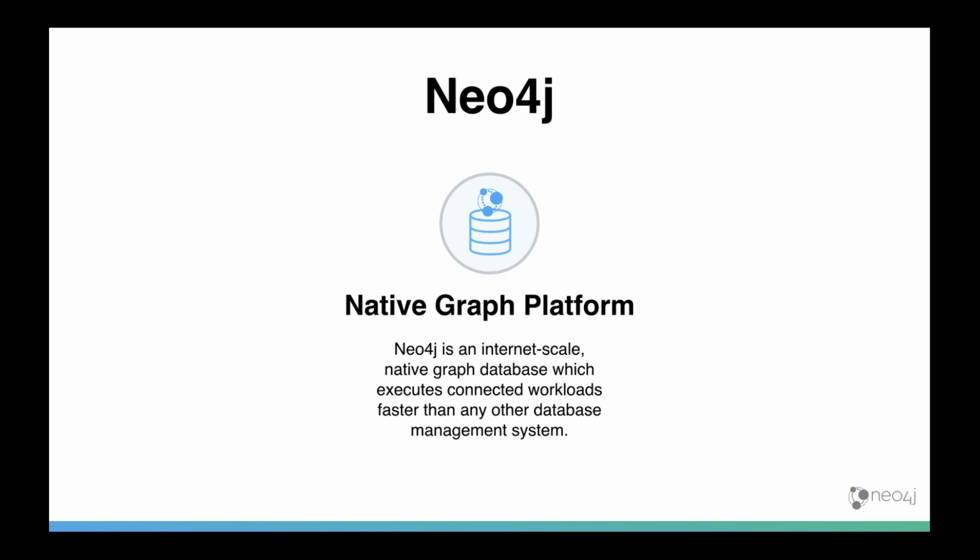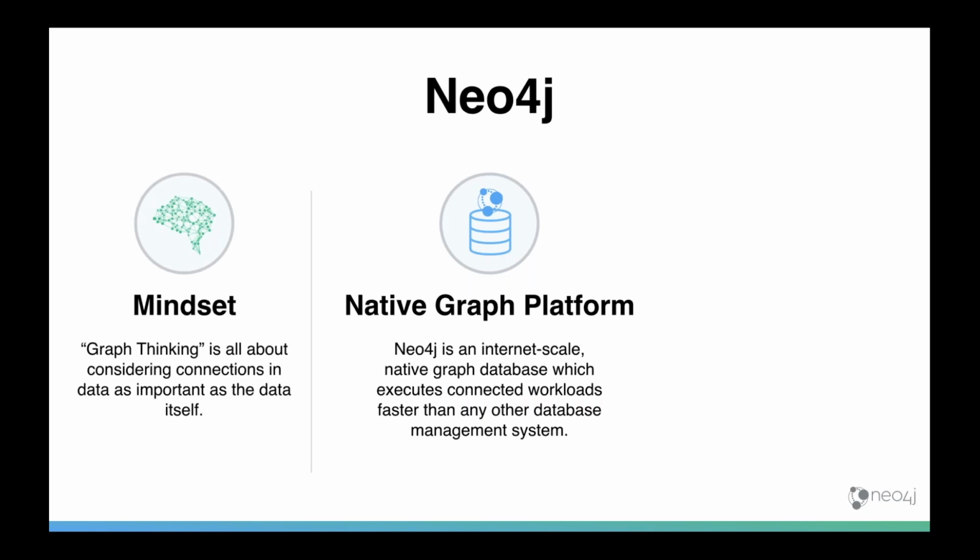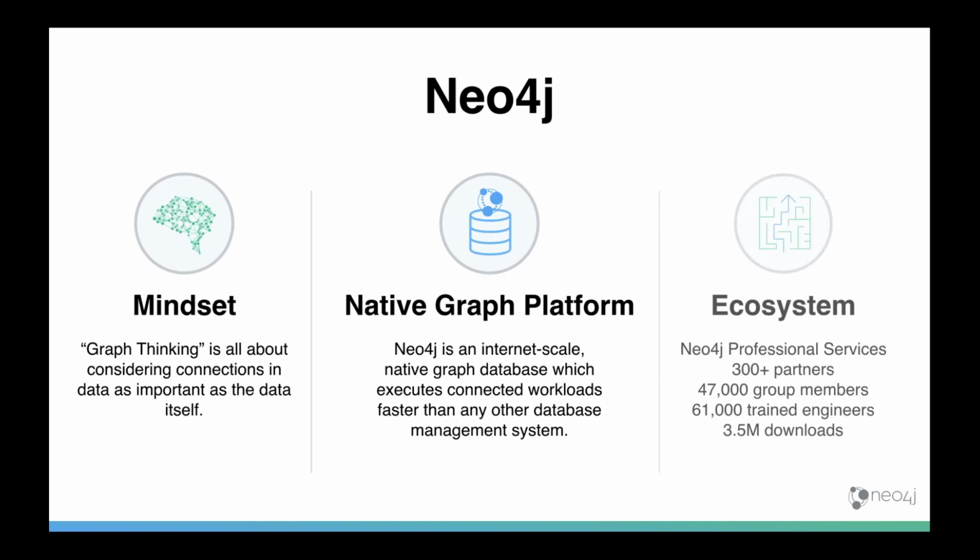I mentioned before that Neo4j comes with a mindset, where graph thinking is all about considering connections in the data as important as the data itself. Neo4j also comes with a rich ecosystem. For example, we have a large number of partners, trained professionals, and a very active and vibrant community.